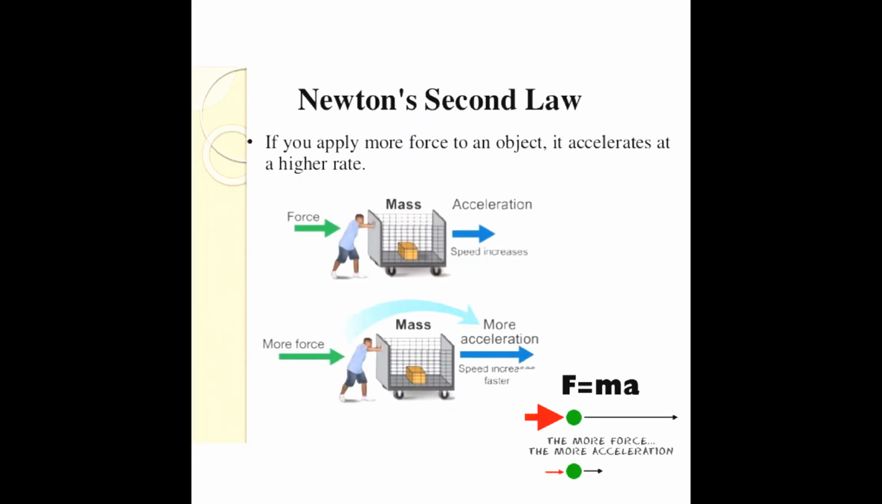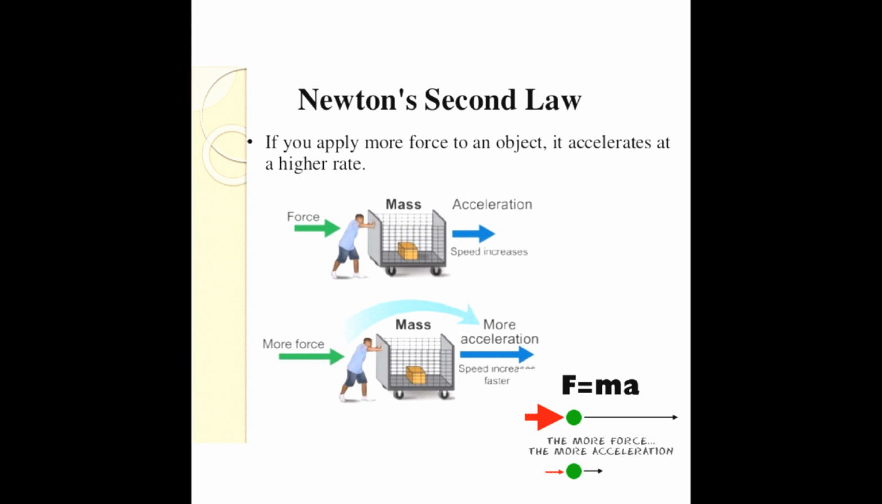Newton's second law of motion states, to simply put it, the more force, the more acceleration. So the more force you put on something, the more it will speed up or it will move quicker. Because Newton's second law states, if you apply more force to an object, it accelerates at a higher rate. And accelerate just simply means that whatever you're moving will move with a quicker speed.